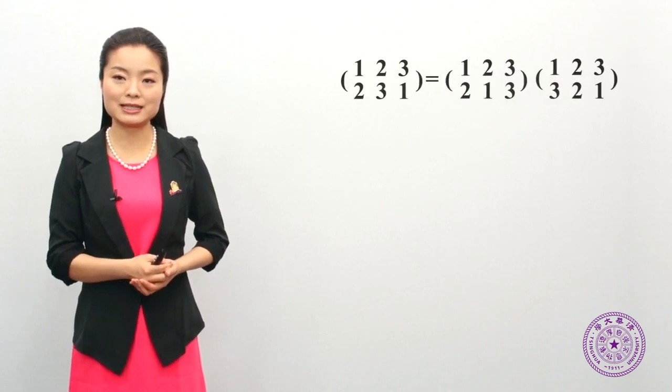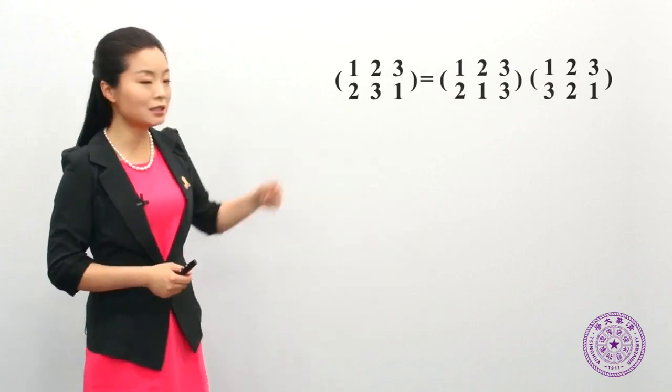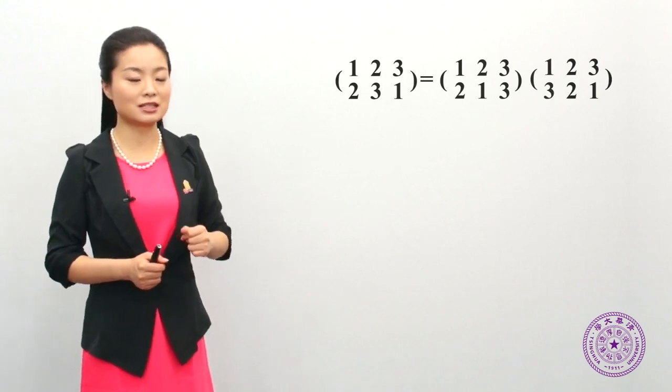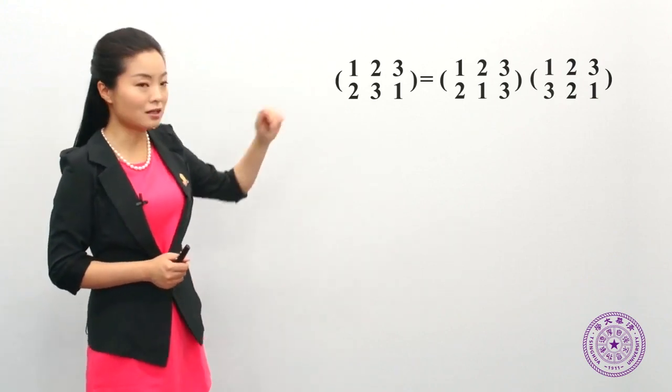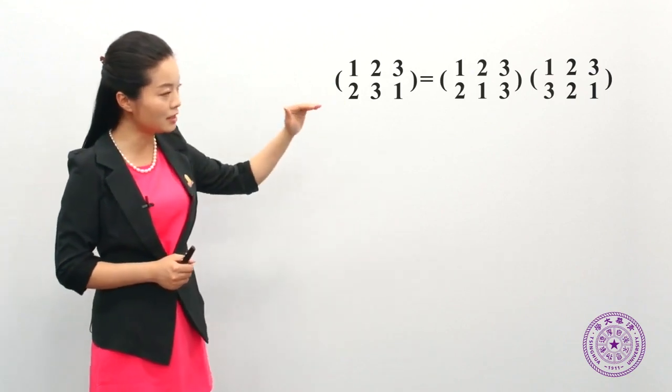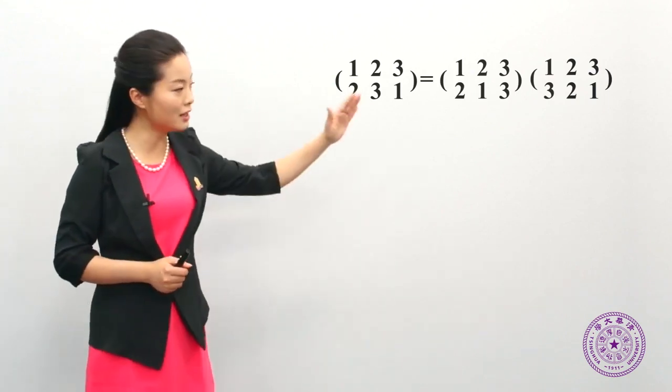For example, 1, 2, 3 needs to be changed to 2, 3, 1. It can be regarded as switching between 1 and 2. Then 1, 2, 3 is changed to 2, 1, 3. Then operated with a switching between 3 and 1, which gives 1, 2, 3 to 3, 2, 1.